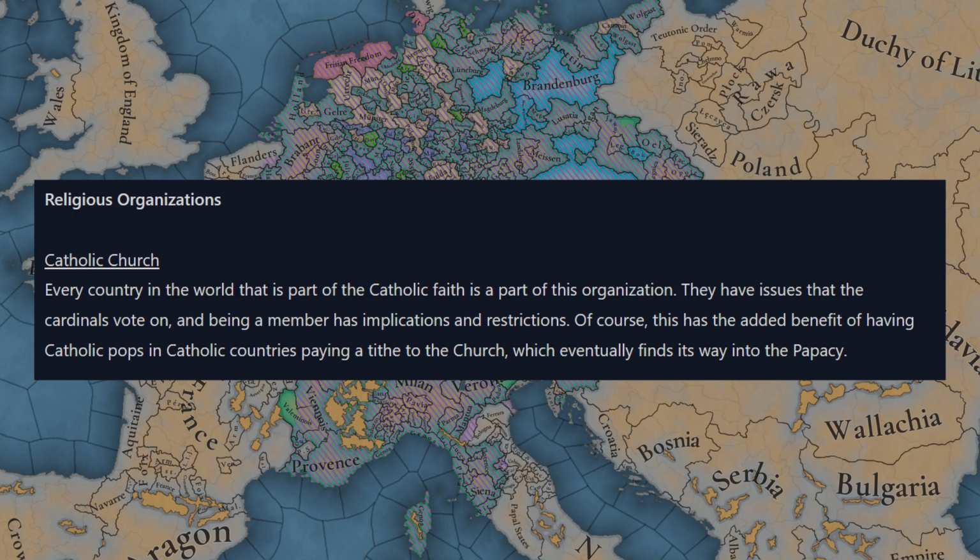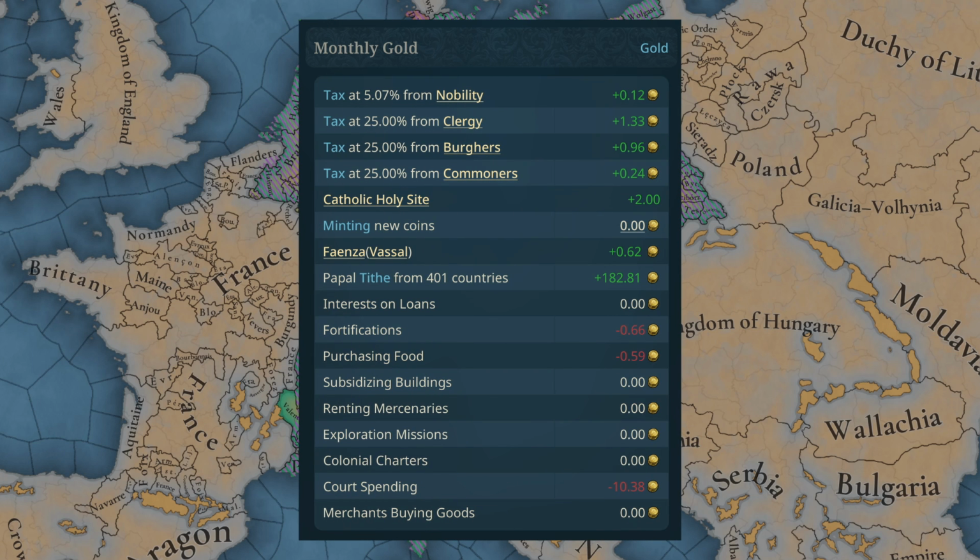Every country in the world that is part of the Catholic faith is part of this organization. They have issues that the cardinals can vote on, and being a member has implications and restrictions. Of course, this has the added benefit of having the Catholic pops in Catholic countries paying a tithe to the church, which eventually finds its way into the papacy. And then we have a screenshot here of the monthly gold going into the papacy. As you can see, a tax, I guess that's from their own lands. Catholic holy sites giving them 2 gold, minting new coins. The Pope doesn't need to do that because he's got the tithe from 401 countries at 182 gold every month coming in, plus obviously everything above. But as you can see, he's doing very well for himself there, isn't he?